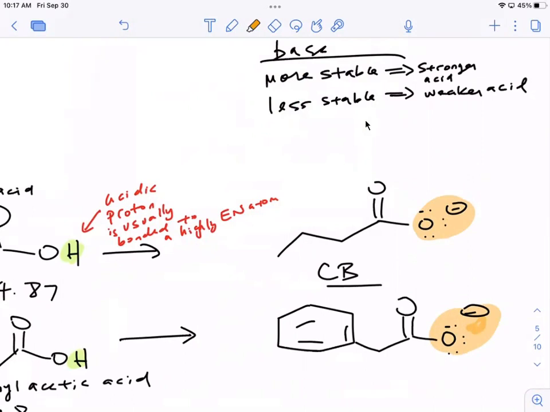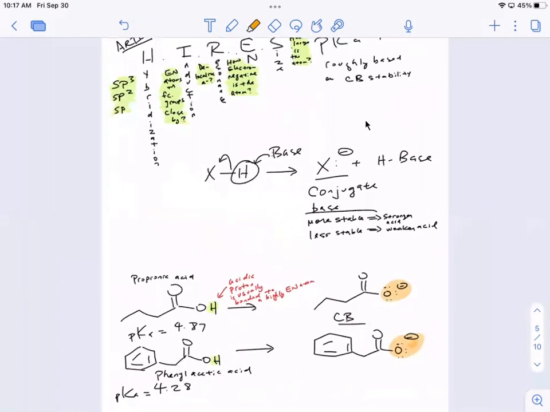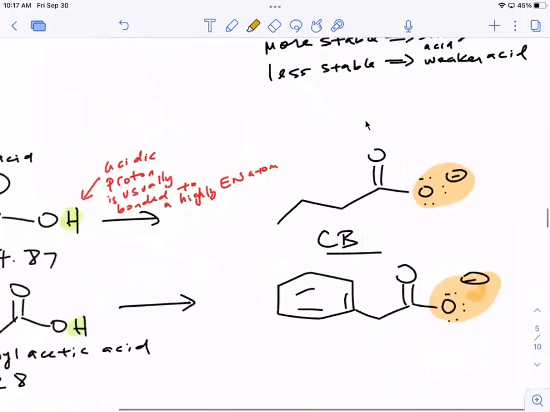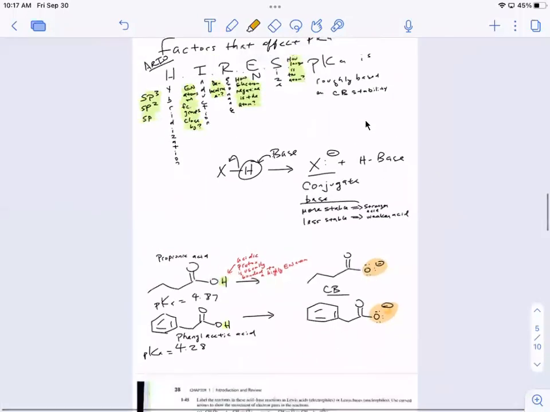Right. So now here's the question. What is the hybridization state of oxygen in the conjugate base for propionic acid and in the conjugate base for phenylacetic acid? What is the hybridization state? sp3. It's sp3 for both, right? So there's no advantage there. Both atoms are sp3 hybridized, so there's no advantage.